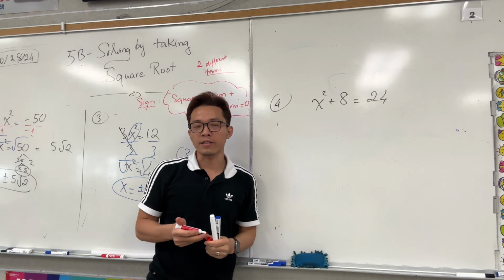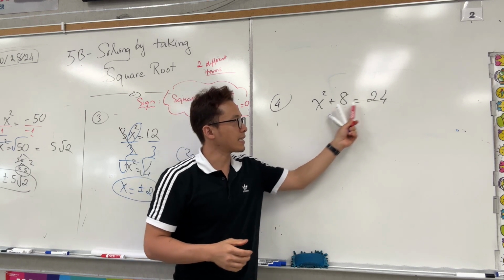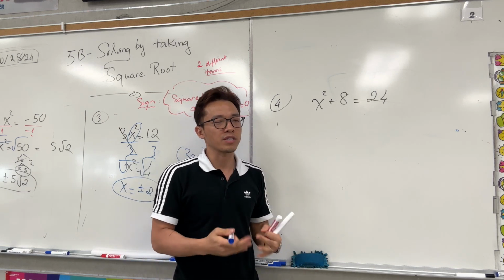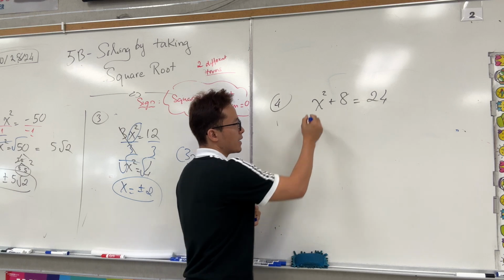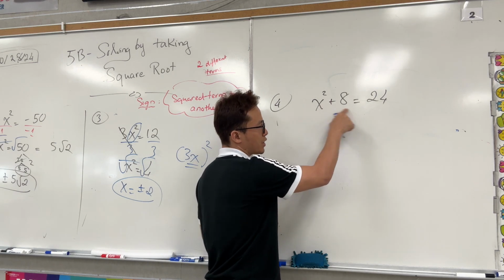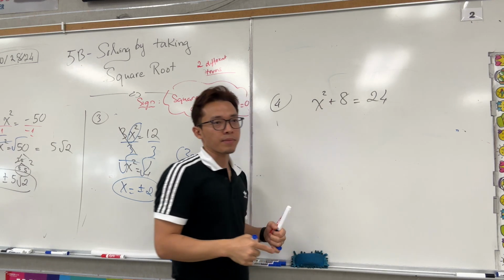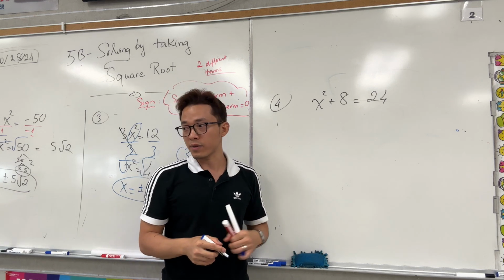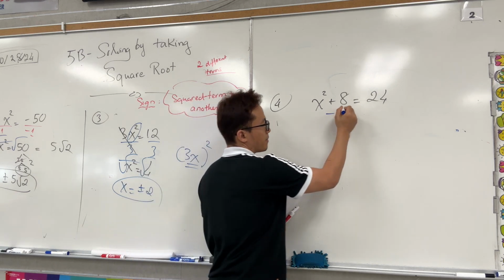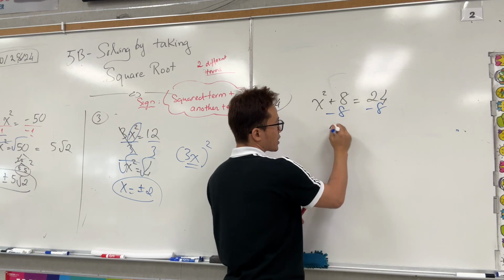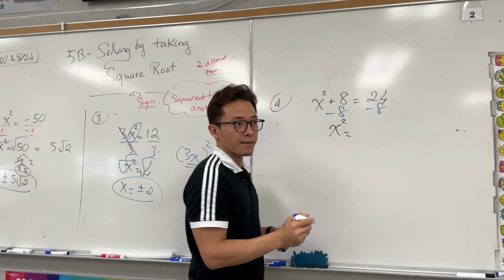Alright, which one is the square term? I have x squared, 8 and 24. X, right? That means I want it to be on one side. I need to get rid of the 8. How do I get rid of the 8? Minus 8, okay? Remember this is plus. Minus 8 minus 8. x squared equal to 24 minus 8.